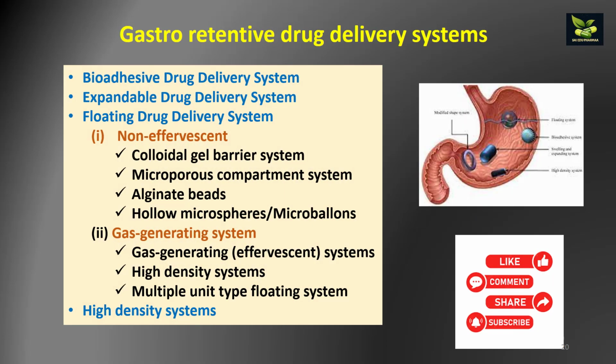Next comes gastro retentive drug delivery system. These are of four types: bioadhesive, expandable, floating, and high density. In floating, there are two categories. First is non-effervescent and second is effervescent or gas generating. In non-effervescent, what you can do is we can prepare colloidal gel barrier system, microporous compartment system, alginate beads, hollow microspheres, and microballoons. And in gas generating, there are high density systems and multiple unit type floating systems.